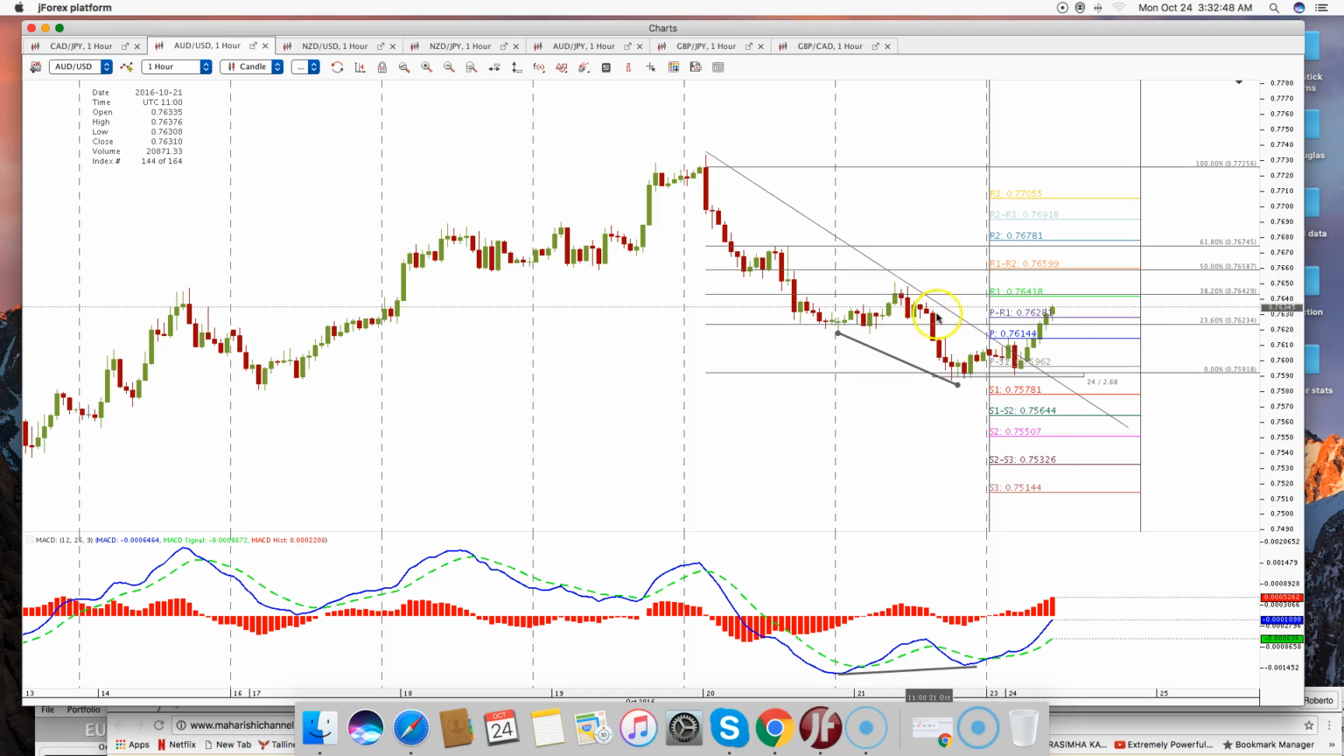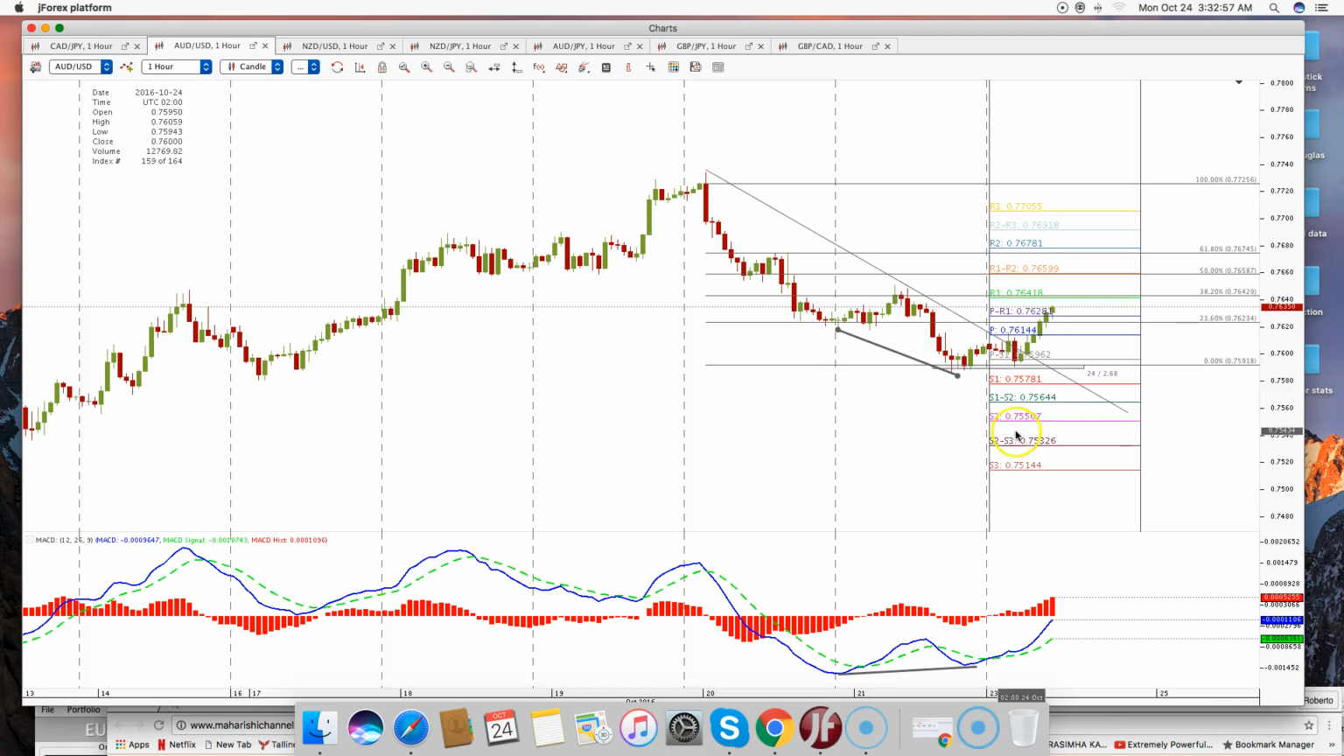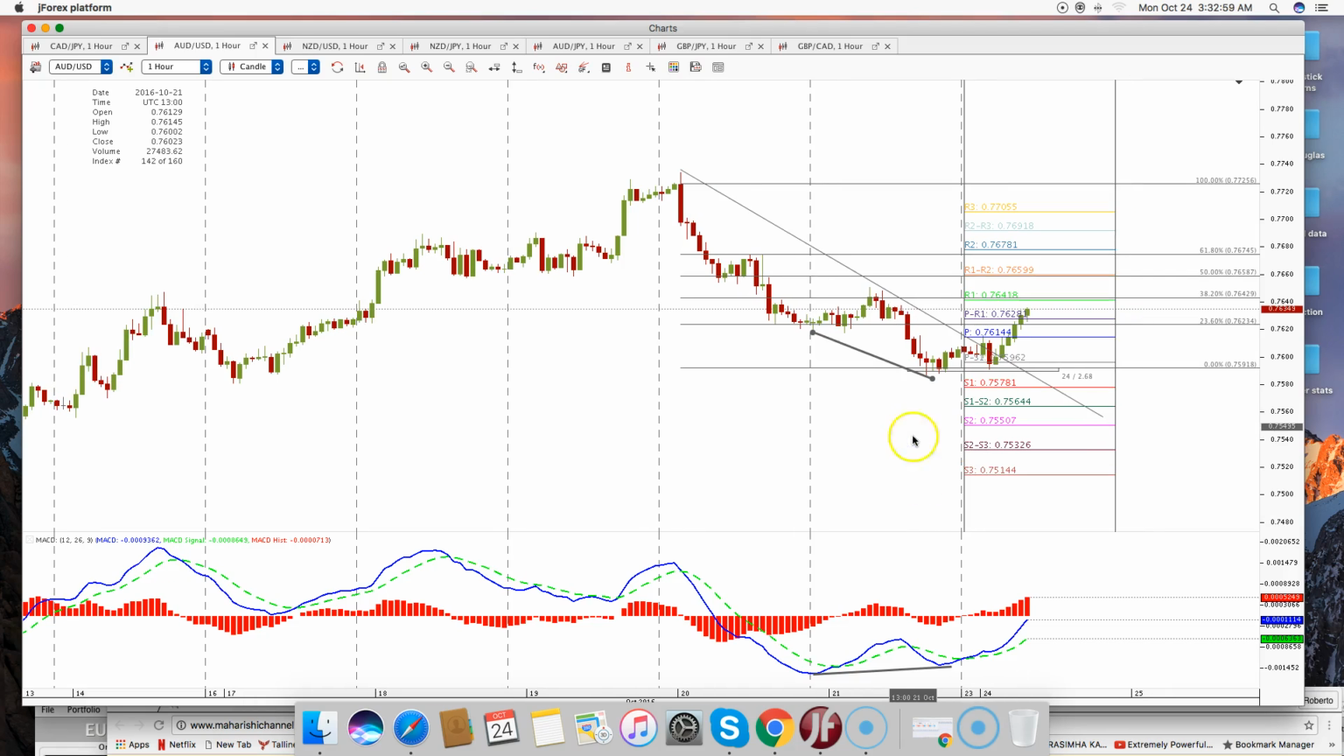We have divergence, we had a trend line break, broke the 23% retracement level, now it's heading to 38, hopefully to 50. So we took this trade simply based on divergence and a trend line break. So we currently have about 32 pips on this pair.